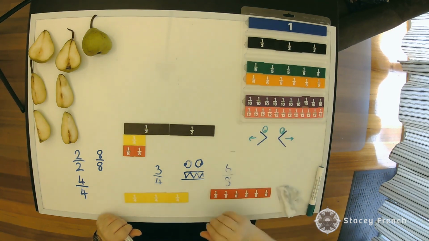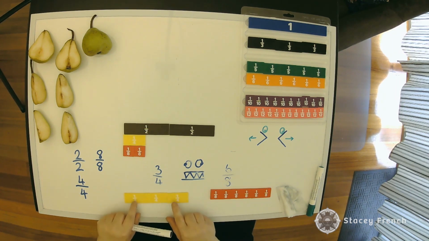So fraction strips are really helpful if we're trying to compare equivalent fractions, fractions that are the same size but just written differently.